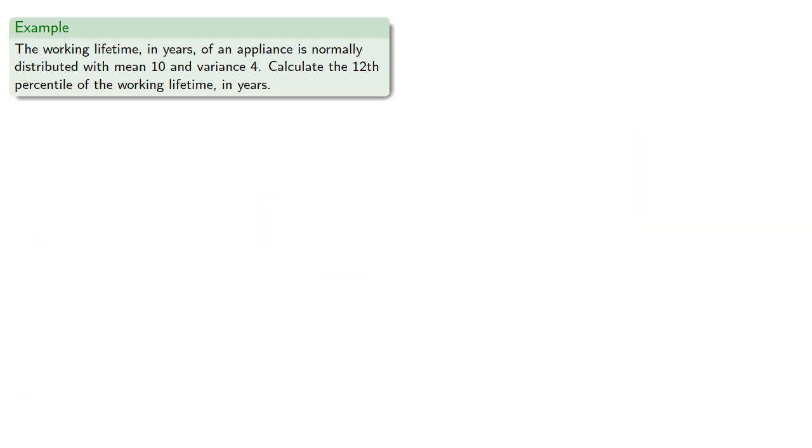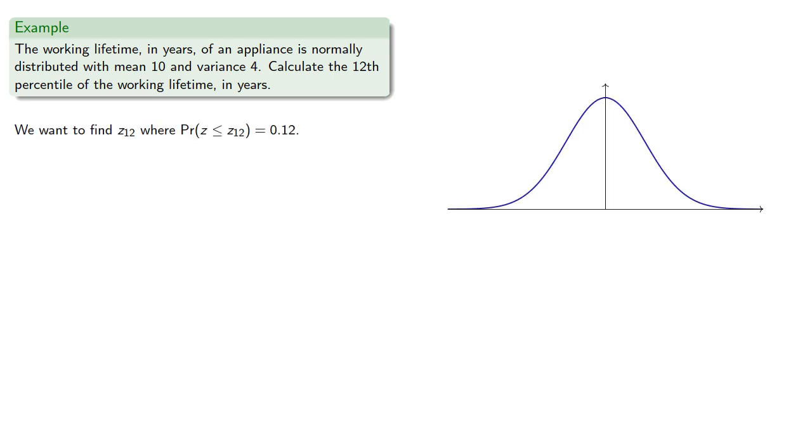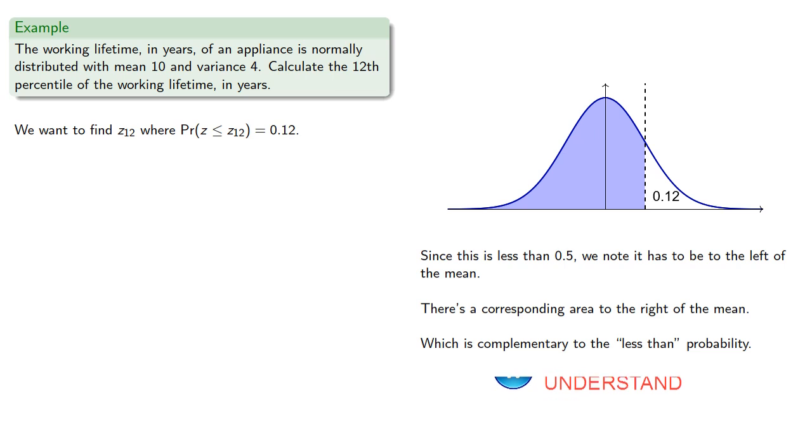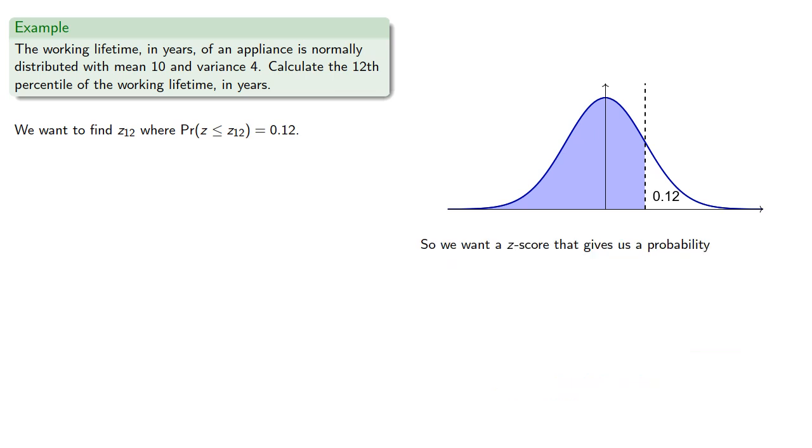Or let's say the working lifetime in years of an appliance is normally distributed with mean 10 and variance 4. Calculate the 12th percentile of the working lifetime in years. So we want to find Z12 where our probability that we're less than Z12 is 12%. Since this is less than 0.5, we note that it has to be to the left, and there's a corresponding area to the right, which is complementary to the less than probability. And so what we're actually looking for is a z-score that gives us a probability 0.88.